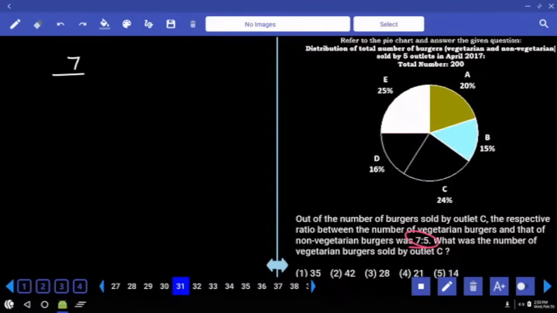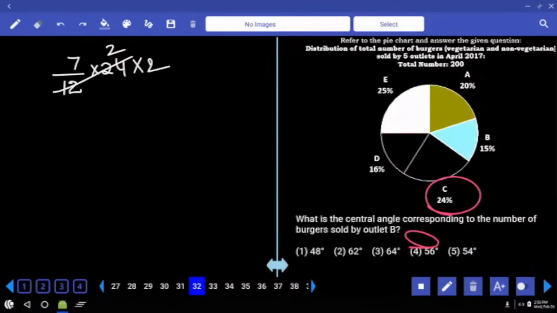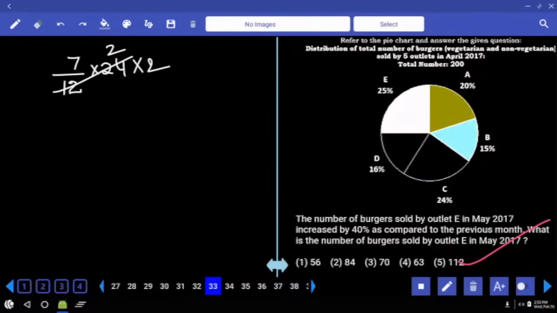Veg are 7 parts out of 12 parts among 24%. 24, 1% value 2. Correct. Answer 28. What is the central angle? You can stop. 9 multiple, only 1.